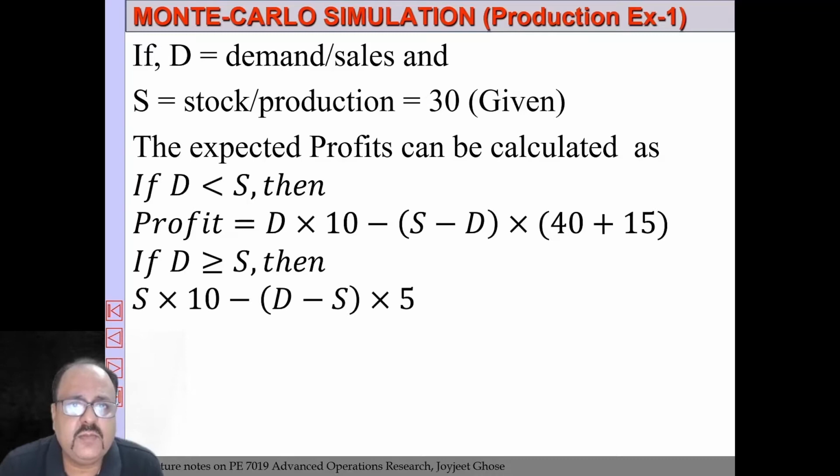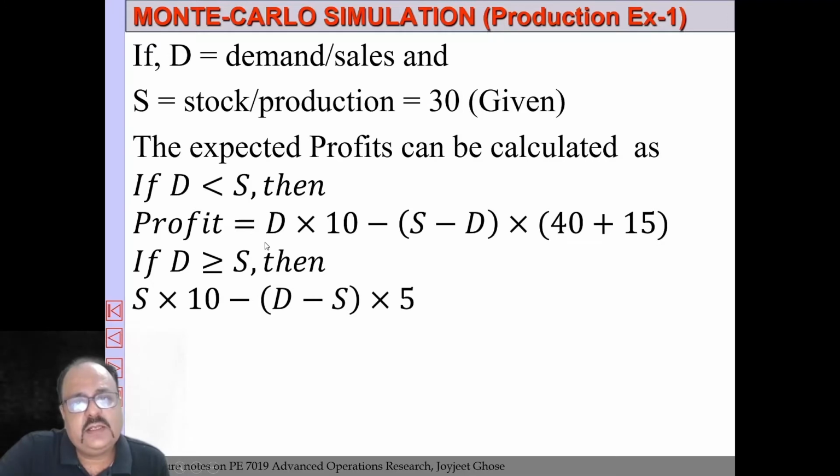For finding out the profit, we have this logic. D is equal to demand or sales, and S is equal to stock or production, given as 30 here. So if D is less than S, that means if the sales is less than the production, then the profit will be D into 10, because you can sell only D amount. 10 is the amount of profit, 50 minus 40 is 10. So rupees 10 is earned by selling each unit. Because demand is less than the production, you will only be able to sell D. So let's say if the production is 30 and the demand is 20, the profit will be 20 into 10.